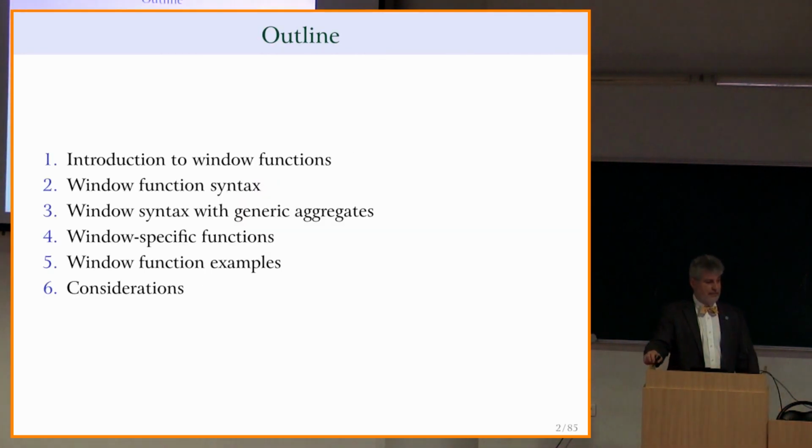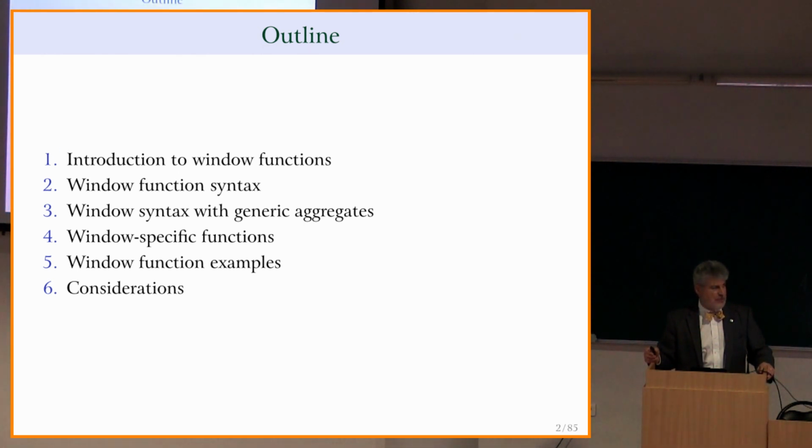So what are we going to talk about? We're going to talk about an introduction to window functions. I'll explain a little bit about what they do. Then I'll talk to you about the syntax of window functions, which is sort of awkward. It's hard to explain, but I'll show you a lot of examples. Then we will talk about, again, the window function syntax with generic aggregates. I know that doesn't make any sense right now, but it will. Then we'll talk about window-specific aggregate functions.